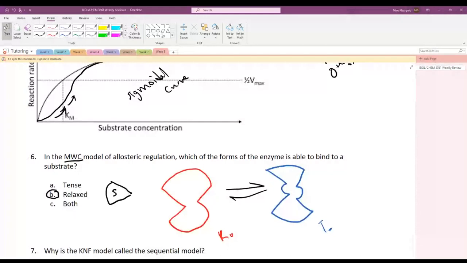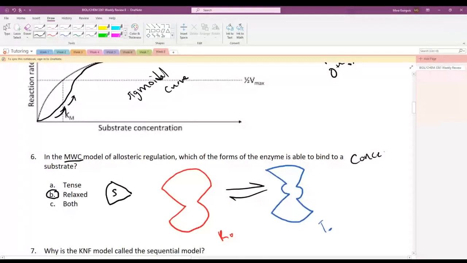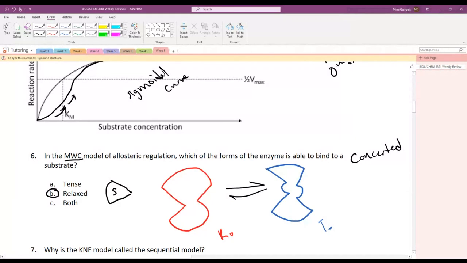But so I had kind of alluded to this, and then I realized I was getting ahead of myself. I said in number 7, the KNF model is called a sequential model. The MWC model is called a concerted model. Okay, and the reason for this, and I think it'll be clearer once we talk about the KNF model, is you've got two different forms. You're either relaxed or you're tense. There's no middle ground. And so because of that, it's either all going to bind or none of it's going to bind.